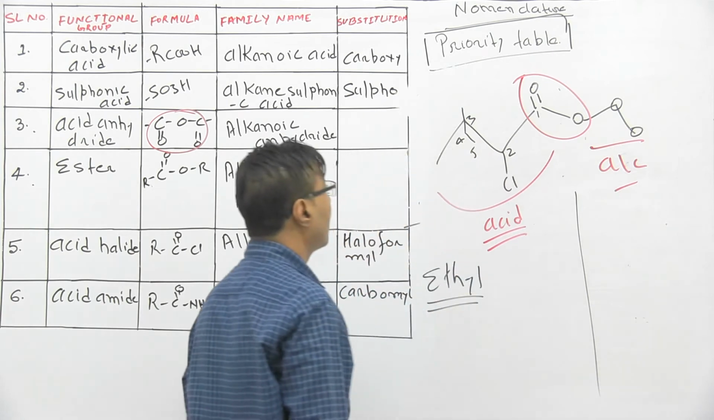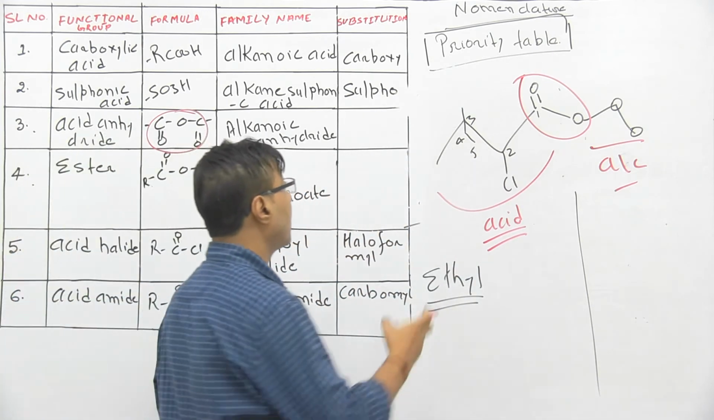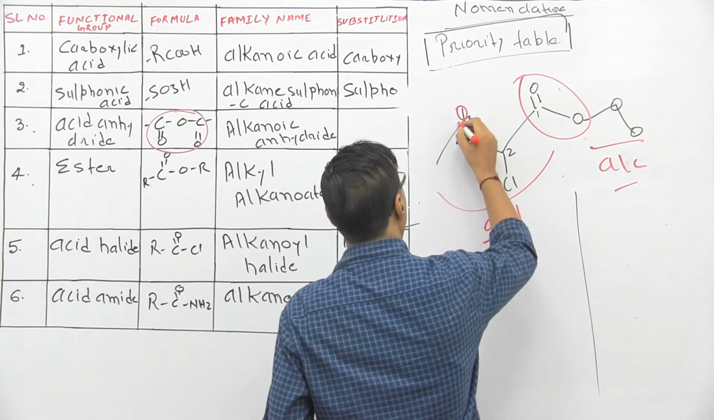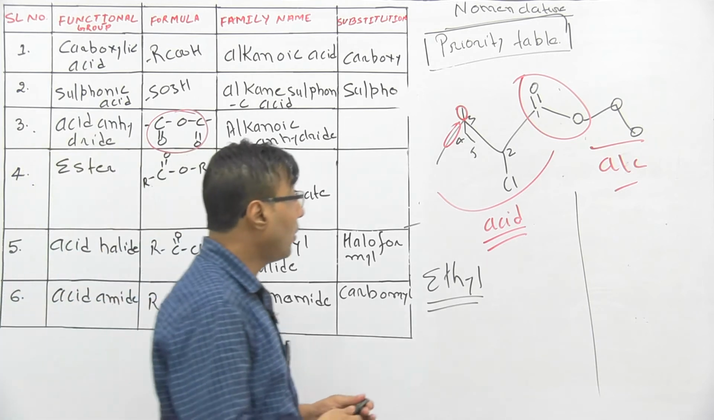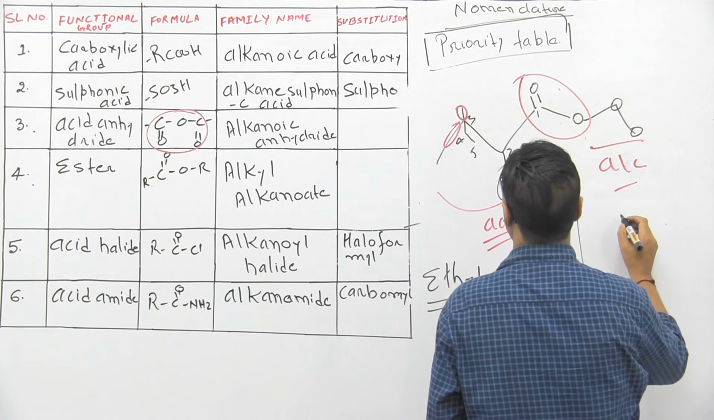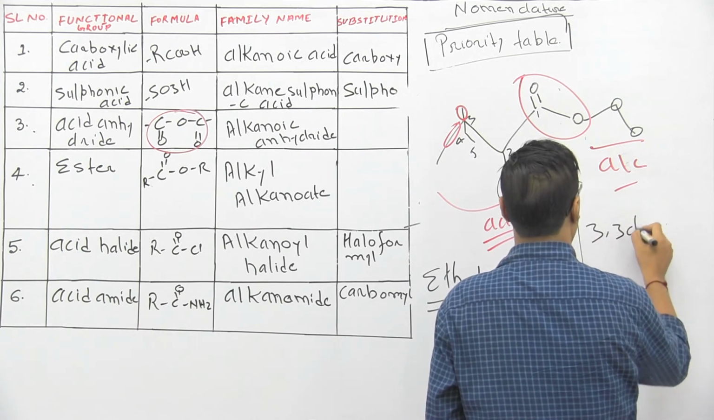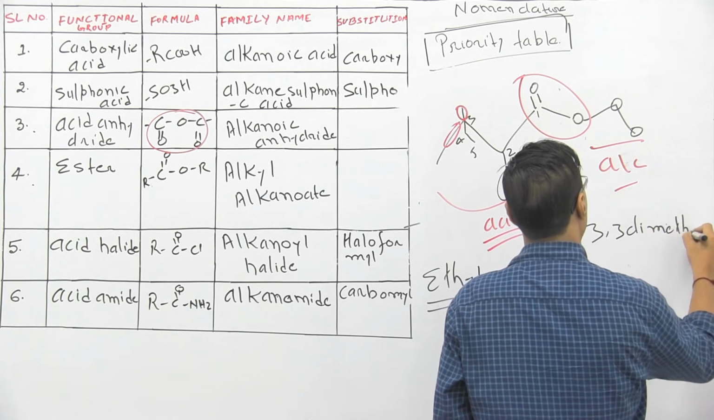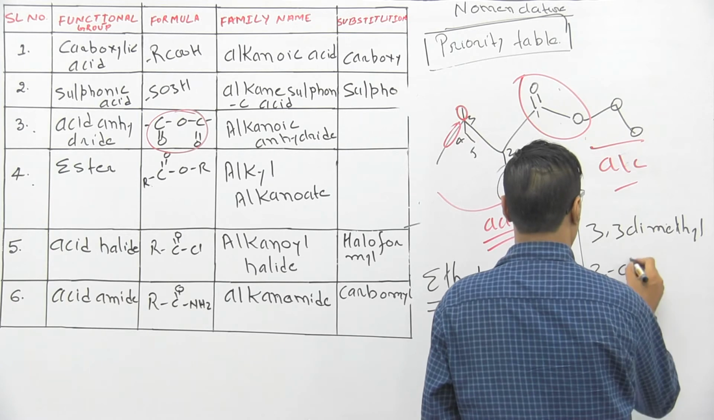This is the longest chain. So how many substitutions are there? Number 1 and this is number 2. So the name of this compound will be 3,3-dimethyl. This is one substituent. The second substituent is 2-chloro.